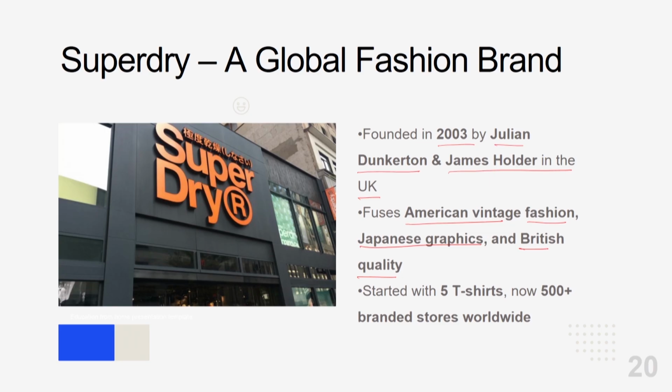American vintage fashion defines the cut and the kind of form factor of the garb. Japanese graphics give it a certain creative look and feel, and make it contemporary. The colors, the dash, the splash of the elements give Superdry a certain unique look, and British quality shows in the fit of that particular piece of clothing. So all of these things together formed something which is differentiable and formidable at the same point in time. They started with 5 t-shirts and now they have 500 plus branded stores worldwide. So this is the power of creating a differentiated offering which appeals to a certain kind of segment, and it helps push you so much that you end up with astounding results like that.